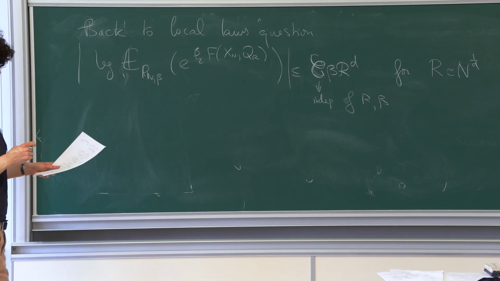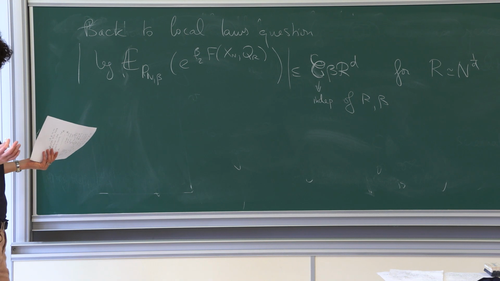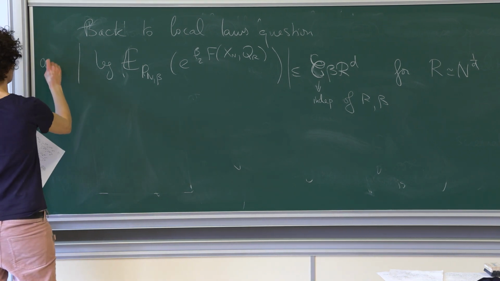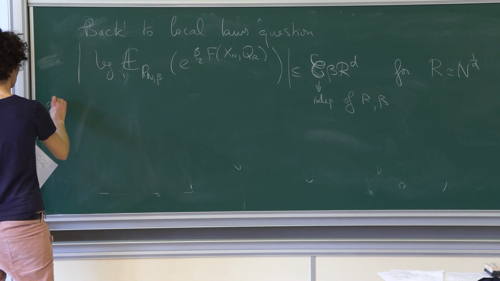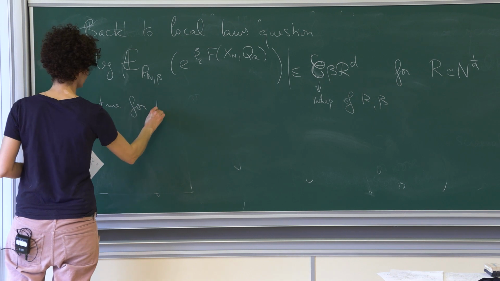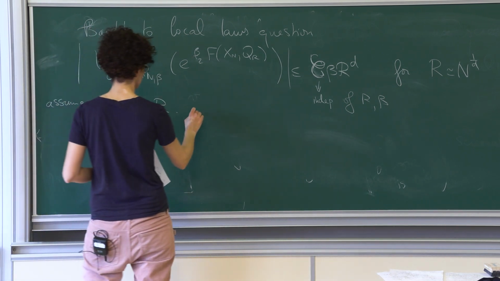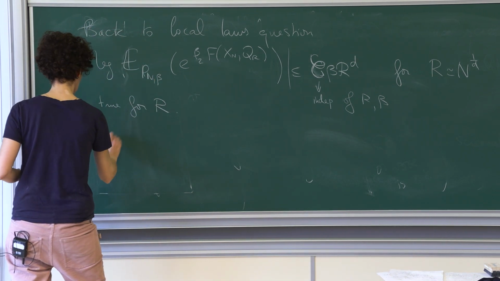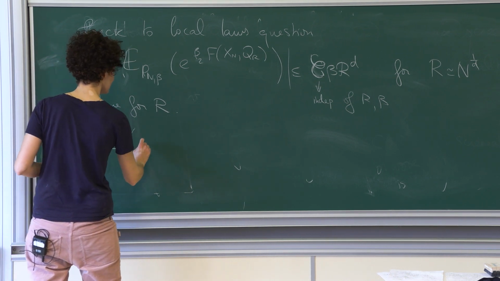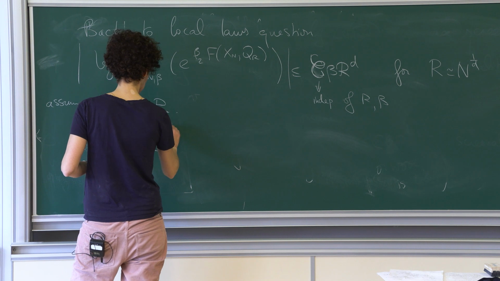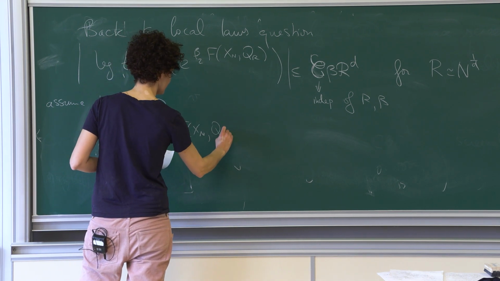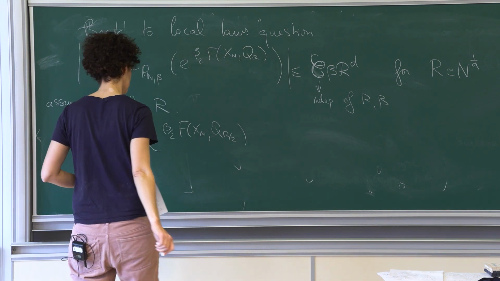Now let's try to go to a half cube. Okay, so assume it's true for R. And try to show, so look at what happens for the expectation of e to the beta over 2 F xn Q R over 2.